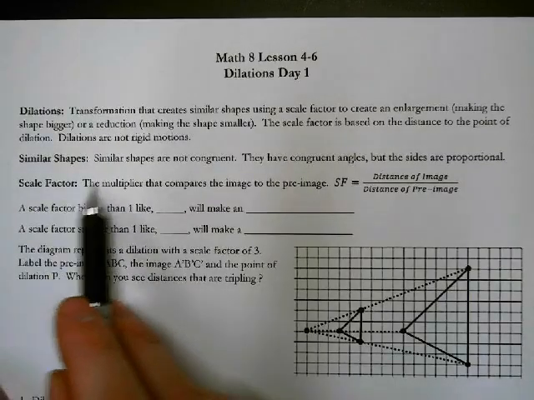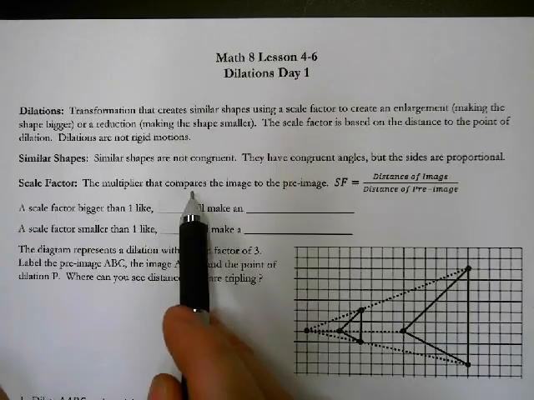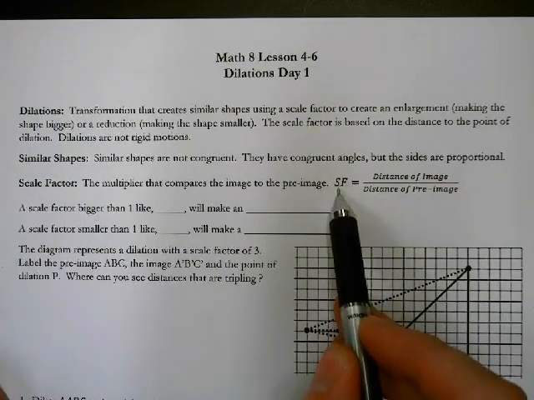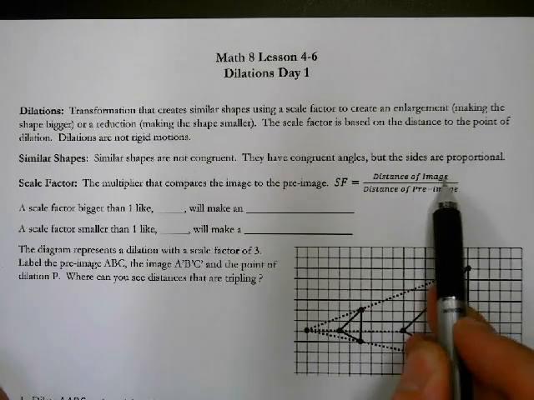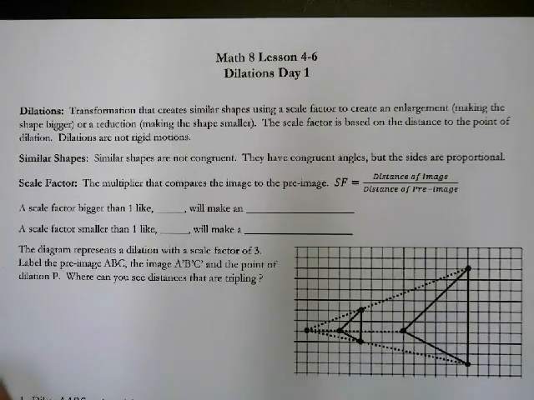The scale factor is the multiplier, so the number that we're multiplying, that compares the image to the pre-image. So our scale factor, SF, can be found by finding the distance from the image and then dividing it by the distance of the pre-image.